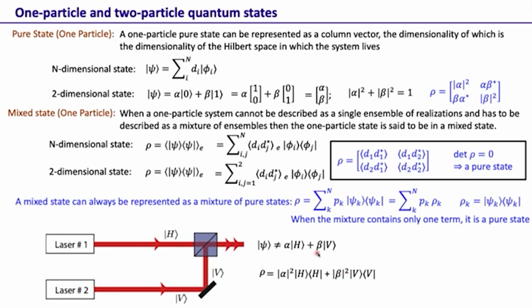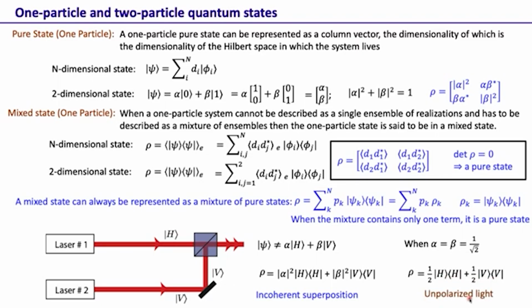What comes out here is not a coherent superposition of horizontally and vertically polarized light. It is rather a mixture of horizontally and vertically polarized light. That's an incoherent superposition, and in such a situation we have to use the density matrix representation because it is a mixed state. Of course, when alpha equals beta equals 1 over root 2, this rho is half HH, half VV. That means 50% horizontally polarized light, 50% vertically polarized light in the mixture, and that gives us unpolarized light, as opposed to 45-degree polarized light, which is what happens when we have a coherent superposition. So that's the representation of a one particle mixed state.